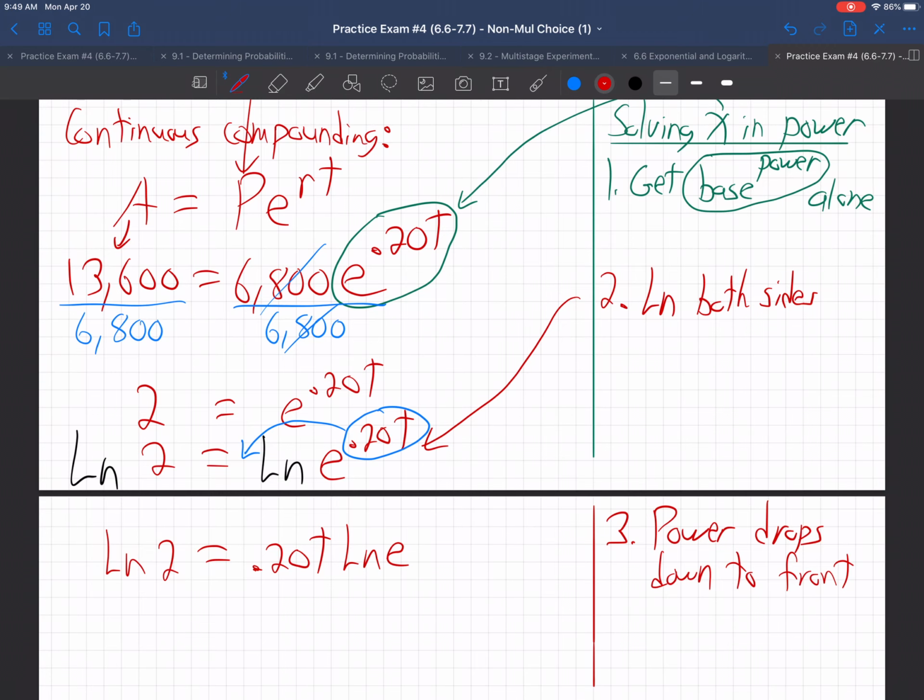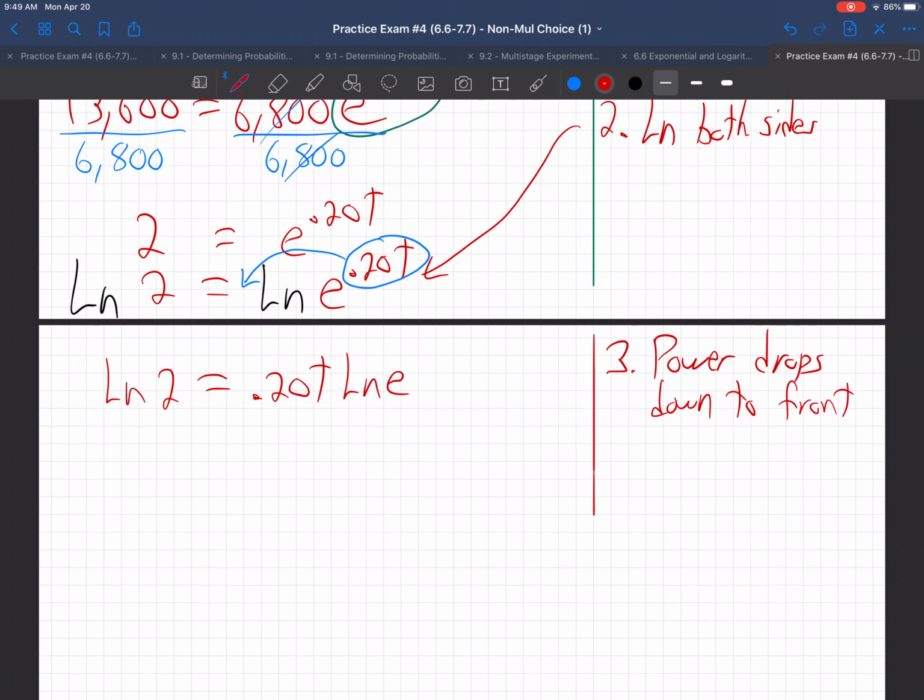0.20t ln e. So the power, that's the great thing. Logs and powers are opposites. They cancel each other out. That power drops down to the front. And then you want to remember ln of e, what's that? That's just 1, isn't it? So this is just 1. So we just have 0.20t is ln2.